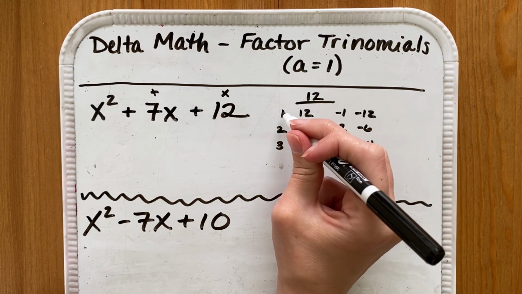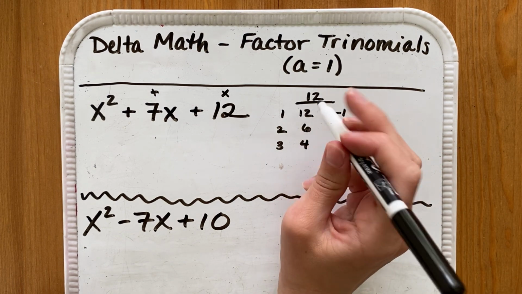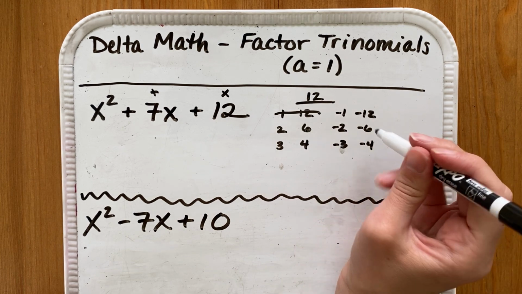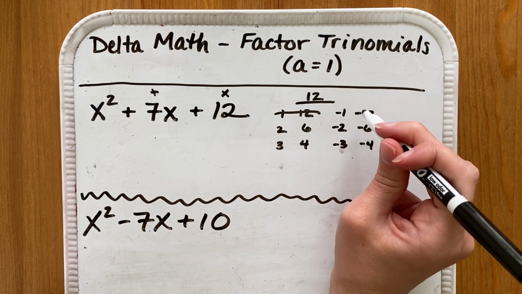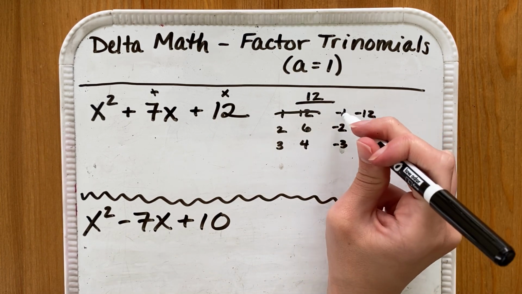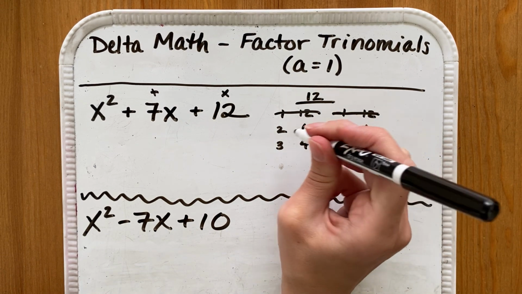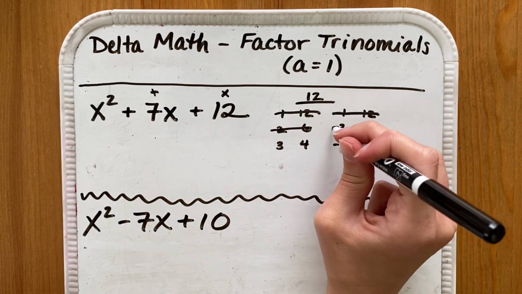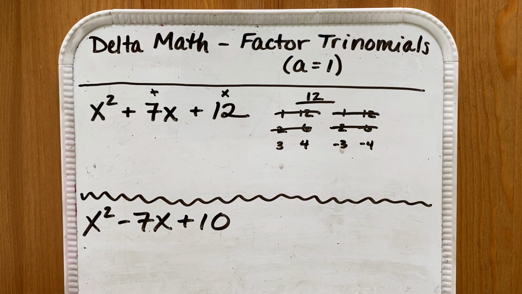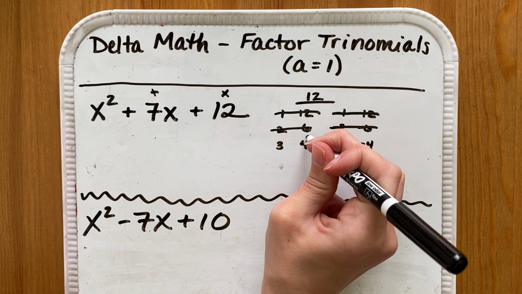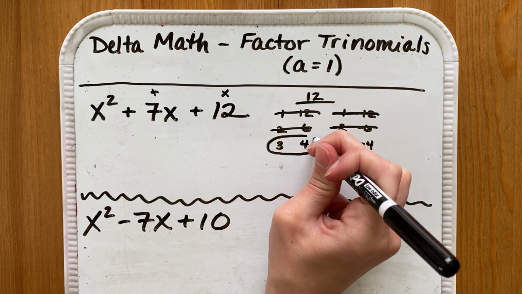So out of these, I want to try to find the pair that adds up to be 7. So if I try 1 plus 12, I get 13. So these two are too far apart. It also means that the negative version here isn't going to work either, because negative 1 and negative 12 will make just negative 13. So those are still too far apart. 2 plus 6 is going to make 8, so we're getting closer. And we don't want negative 8 either, so that's not going to work out so good. But 3 plus 4 sounds great. That's going to make 7 for us.